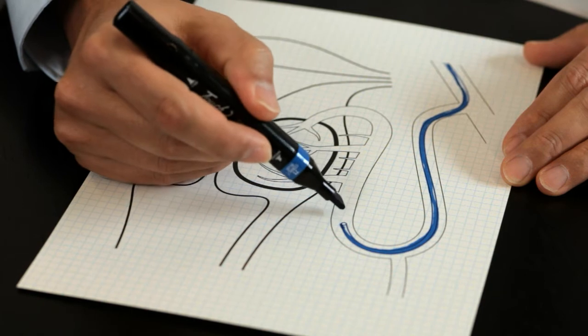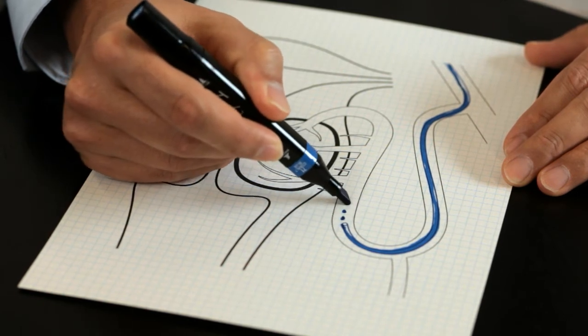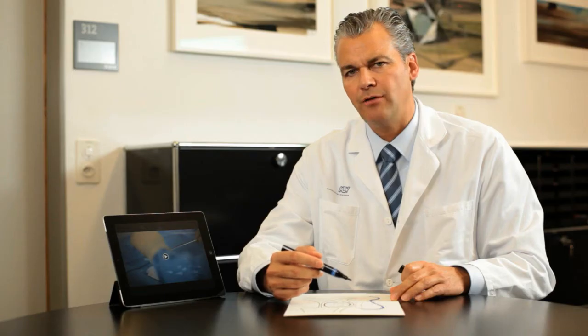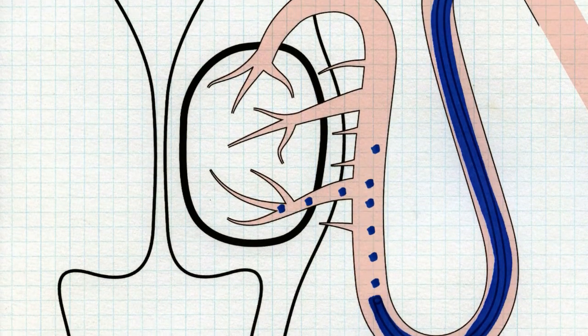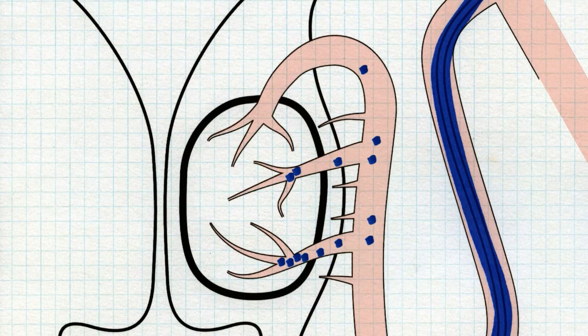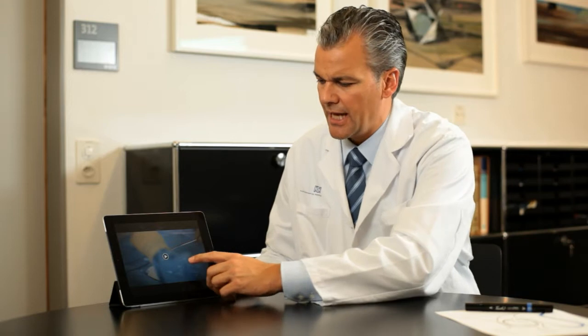Once we have reached the right location, we can inject small particles through the catheter. The particles are automatically transported to the fibroid with the blood flow. The particles then block the flow to the fibroids, which cuts off the nutrition to the fibroids, leading to shrinkage of the fibroids. I'll show you now how this works in real life.